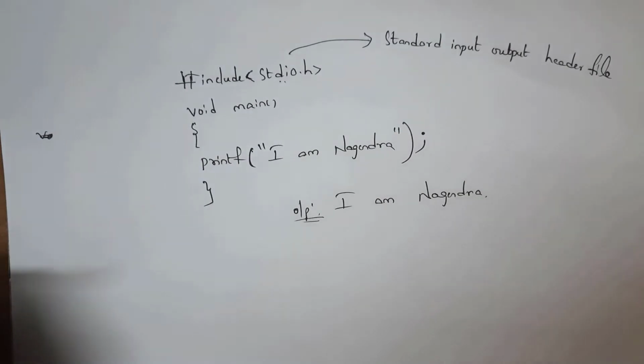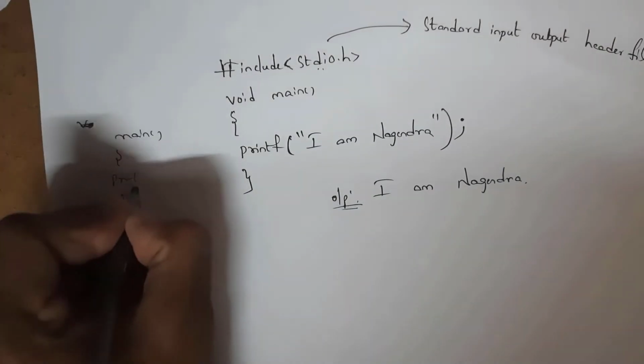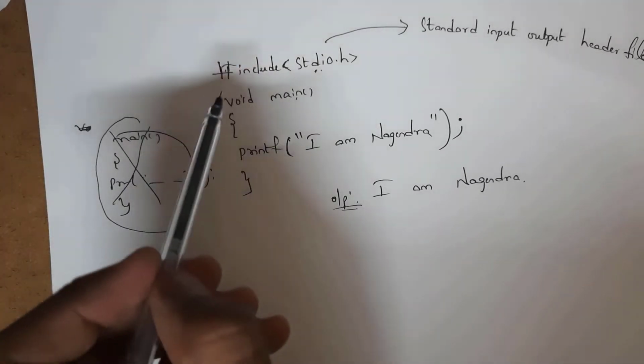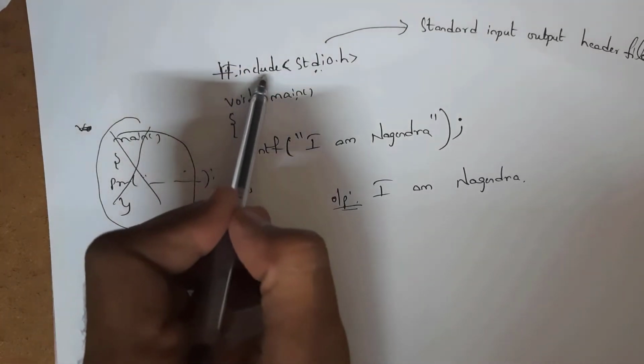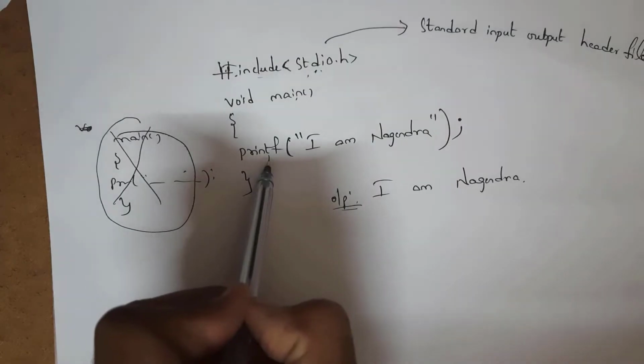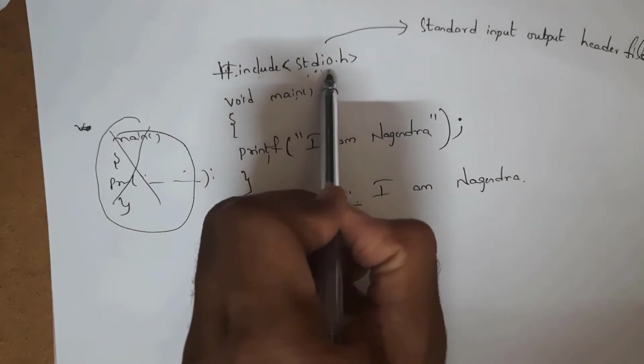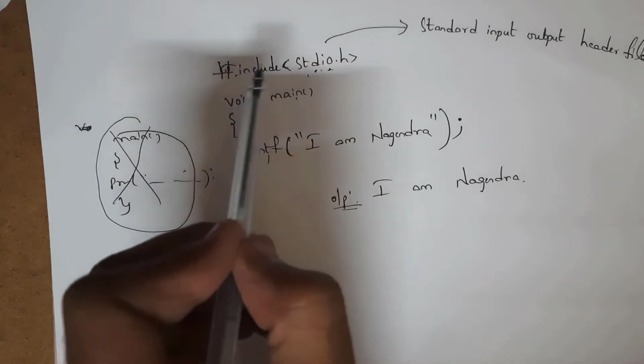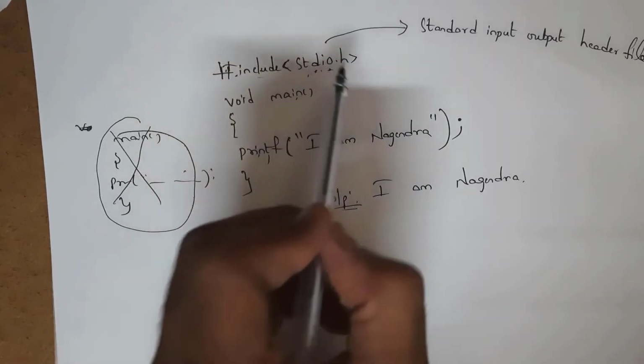Some students will directly write like this, main printf, and they will write some text. But in exam you should not write like this. Definitely you need to write #include <stdio.h> because meaning of printf is present in stdio.h header file. For each and every program we use printf. So by default you need to write #include <stdio.h>.